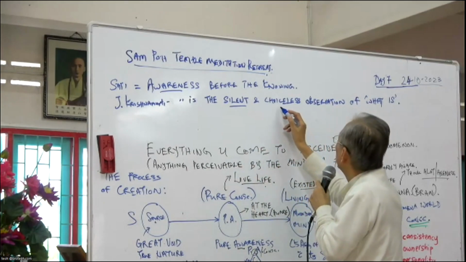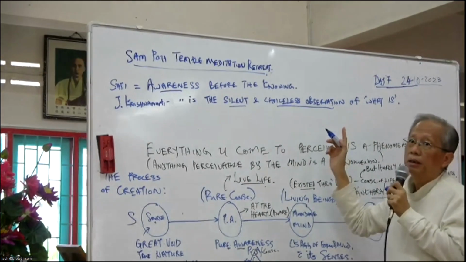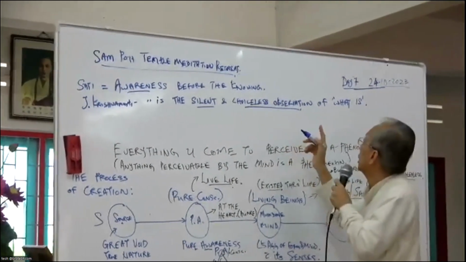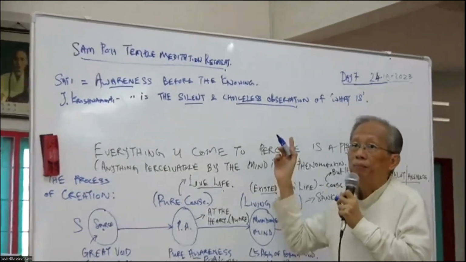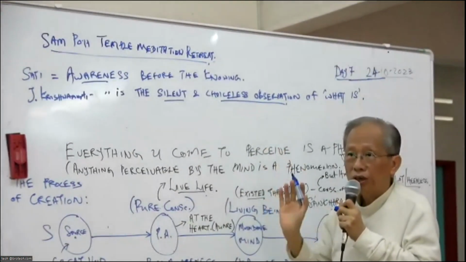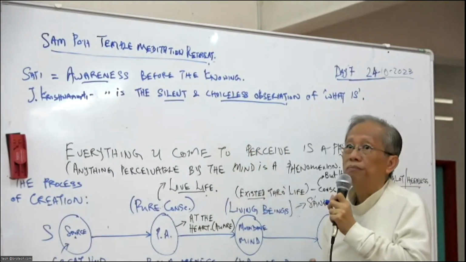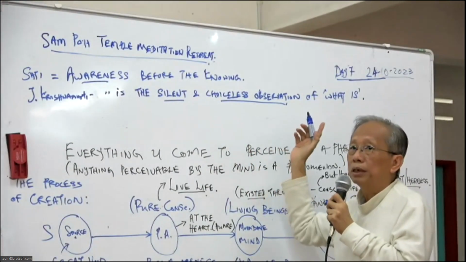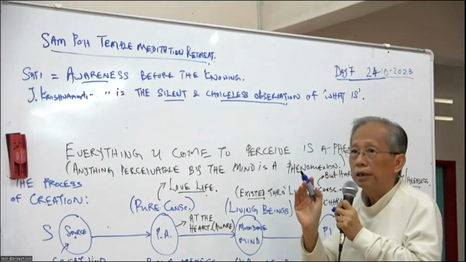Then he add in this one. You know what is this? Choiceless observation of what is. Choiceless means what? You don't make choice. Understand? That's why he said, wherever there is choice, there is confusion. Means when you observe, you don't do anything. Just observe. Understand?